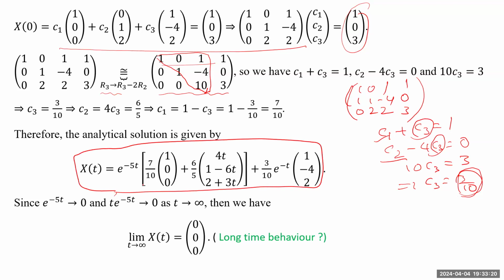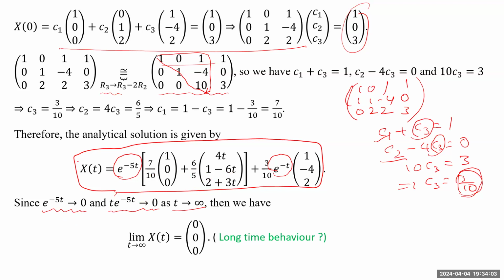So here, see, what is the mechanism? What is the long time behavior? Here is e to the power of minus 5t. Here is e to the power of minus t. So when you substitute, here is again t times e to the power of minus 5t. See, e to the power of minus 5t tends to 0 as t tends to infinity. Then if you multiply with t, it again approaches 0 as t tends to infinity.